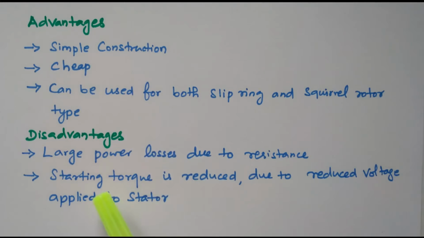But what are the disadvantages? Large power is lost in the resistor. Right? The power is lost because initially we are using the maximum resistance position. The entire voltage will be dropped across the resistor, so more power loss will occur in the resistor. Also, the starting torque is reduced, because we are applying only reduced voltage. So the starting torque is reduced due to the reduced voltage applied to the stator.